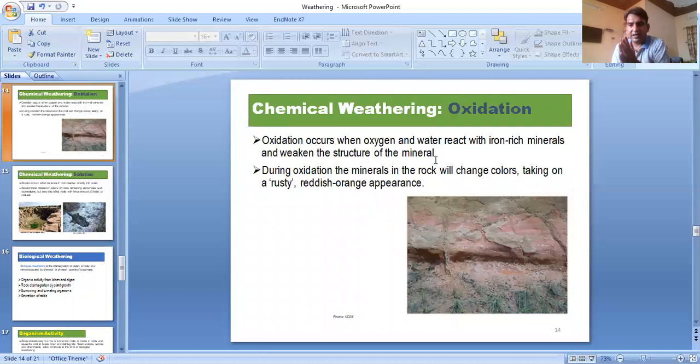So the minerals which are iron-rich, which have lots of iron, when water mixes with oxygen, react with them. During the oxidation, the mineral in the rock will change its color, taking on a rusty or reddish-orange appearance. So you can see easily the color of the rocks being changed. It is because the rock is rich in iron, and the water is reacting with the oxygen. We call that the oxidation process.